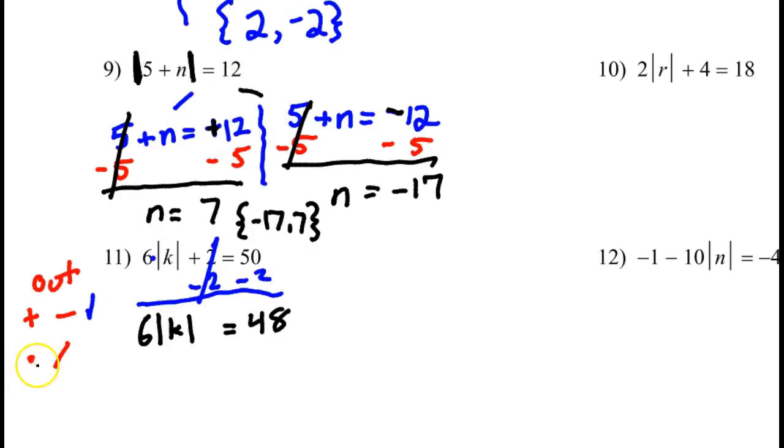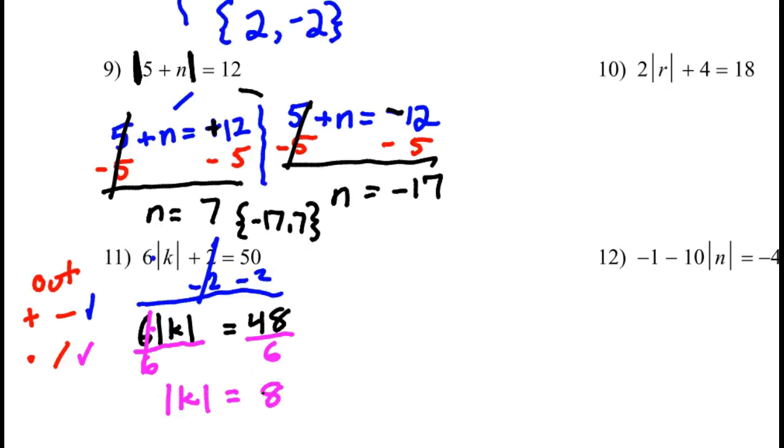After, do any multiplying or dividing. So this means right here 6 times k. So we're going to take care of this multiplication by dividing by 6 on both sides. Do the inverse operation. With addition, we subtract. Multiplication, we divide. So 6 divided by 6 is 1. So we have absolute value of k. So we write the 1, like here, you write the 0. And 48 divided by 6, which is 8.